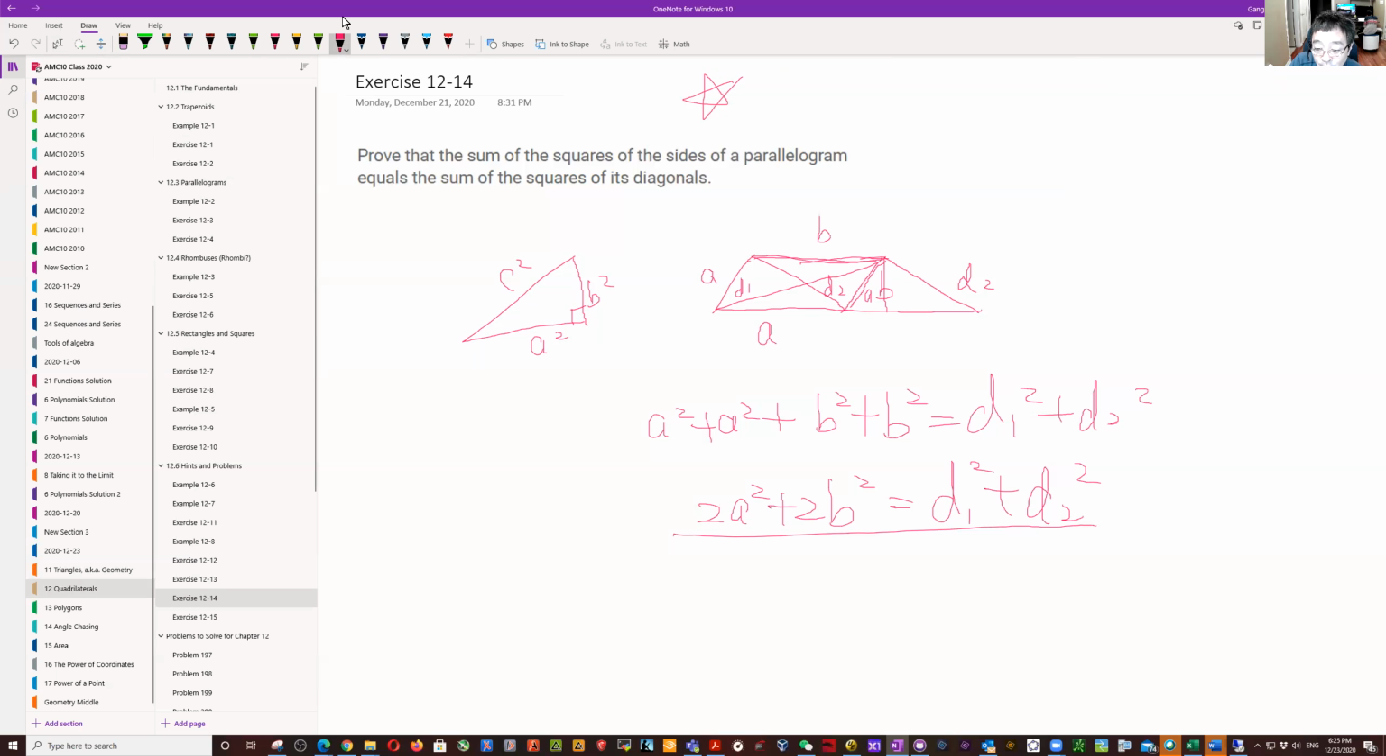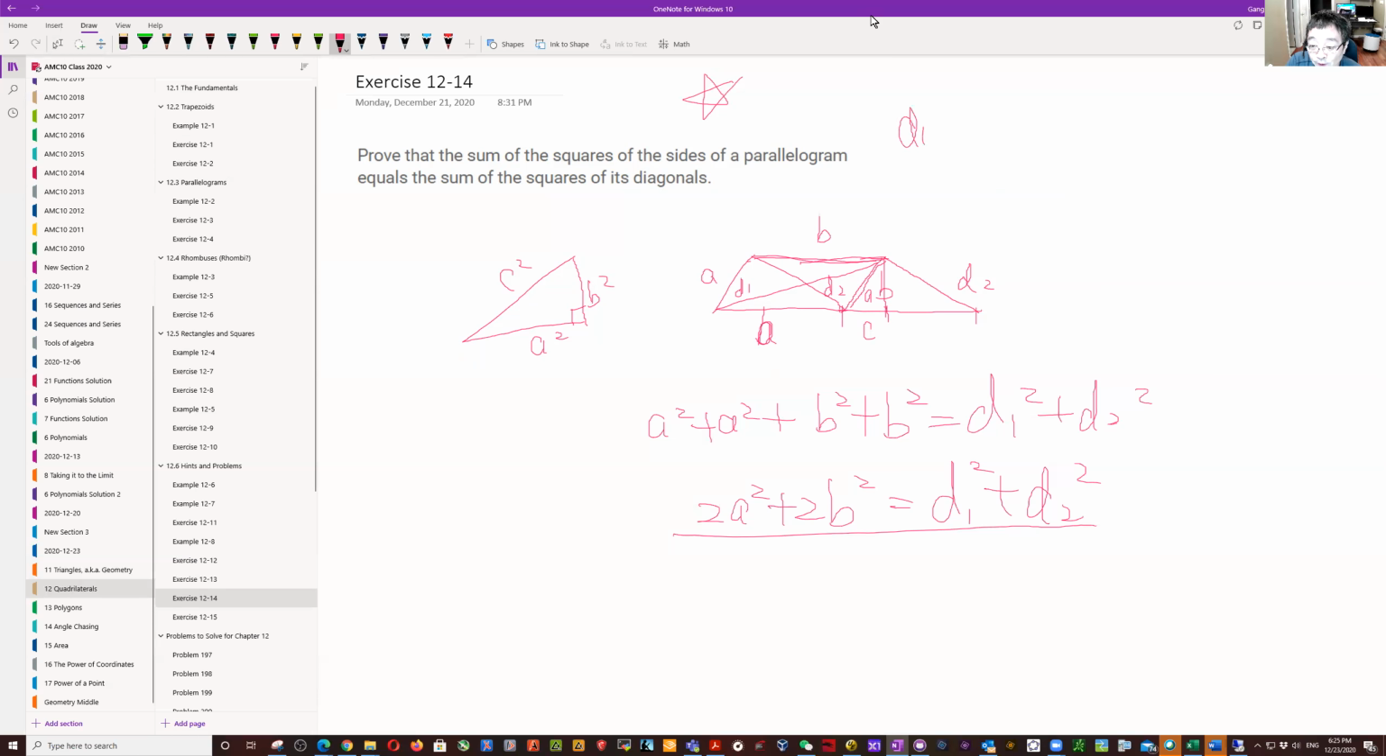I wrote it the wrong way. This is A. This is B actually. So this is B, and this is also another B. And then I will say this is C. I can label it as a C. And so this is D1 and D2. D1 is the longer diagonal and D2 is the shorter diagonal.